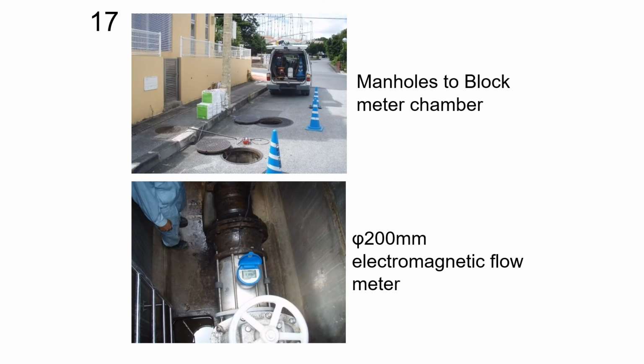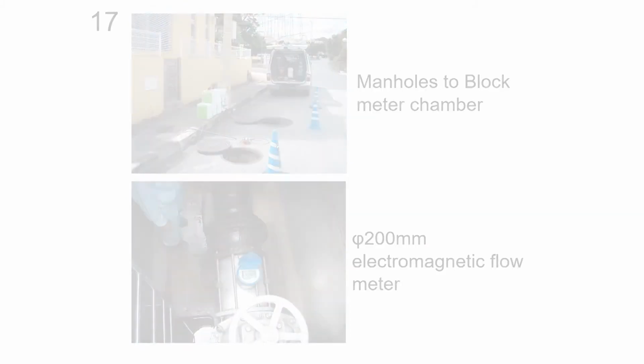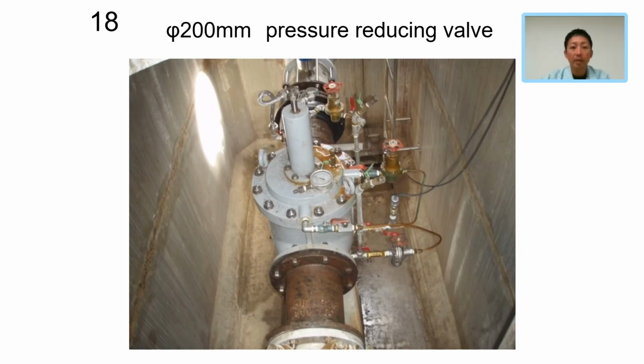These photos show the manhole to a block meter chamber located at the inflow point of a distribution block and an electromagnetic flow meter installed inside. Inside of the chamber, there is a pit or a working space with a 200 mm nominal diameter electromagnetic flow meter and a 200 mm nominal diameter pressure reducing valve. This is the pressure reducing valve. Pressure data is obtained with a pressure sensor and is transmitted to the Waterworks Bureau office.